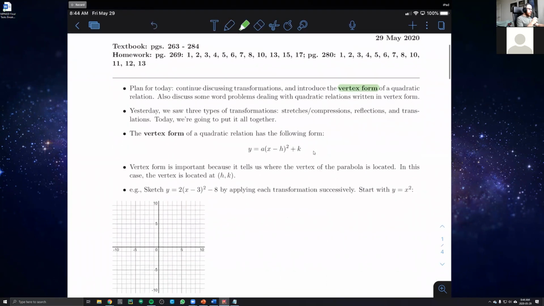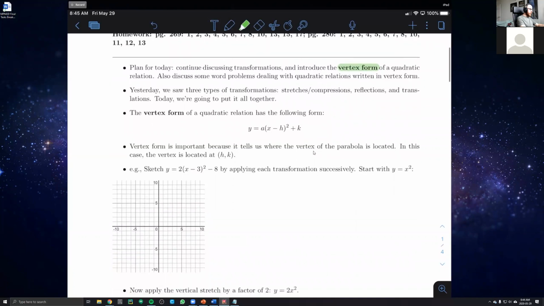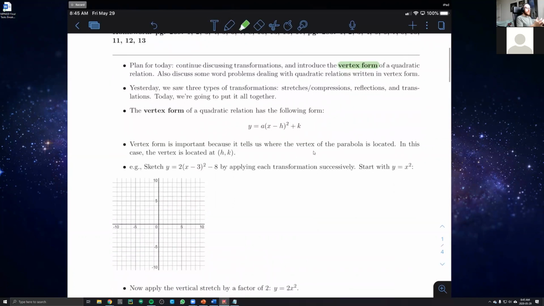okay? Yesterday, again, as I mentioned, we saw 3 different types of transformations. Today, our job is to put all of those transformations together. So we're going to be dealing with reflections, stretches, compressions, translations, everything all in one go, okay? Here is the general form for a quadratic expression written in vertex form. So this joins with, we had y equals ax squared plus bx plus c. So we had standard form. We're introducing vertex form today.